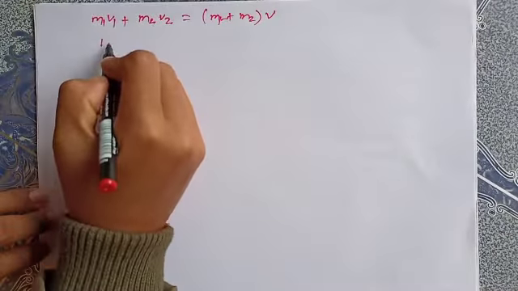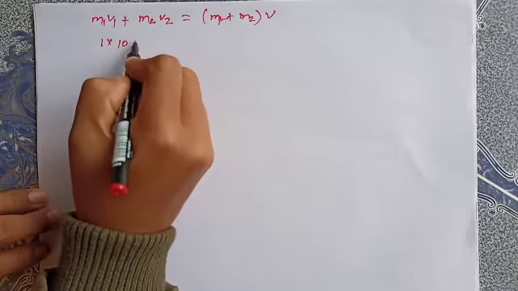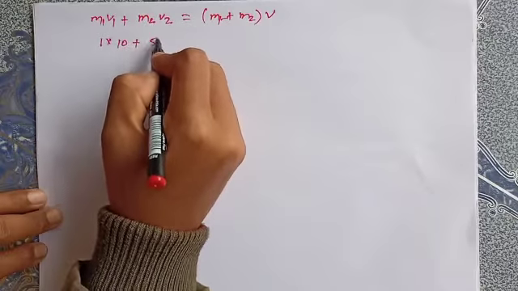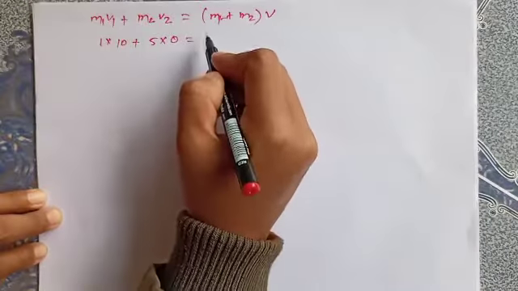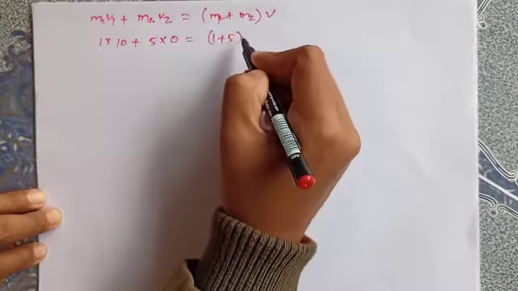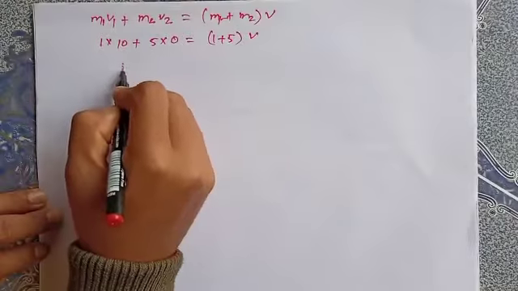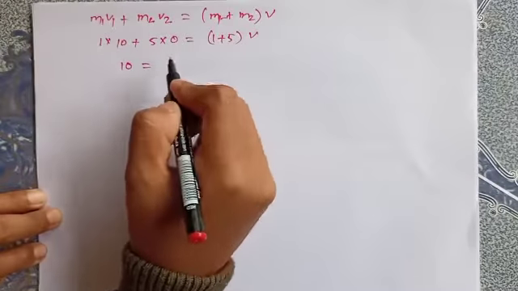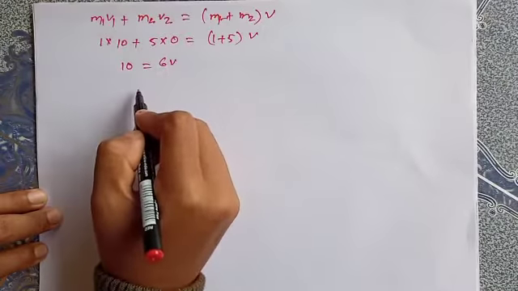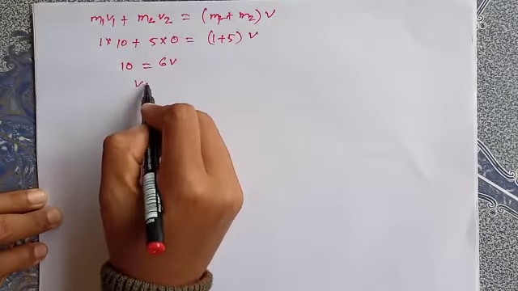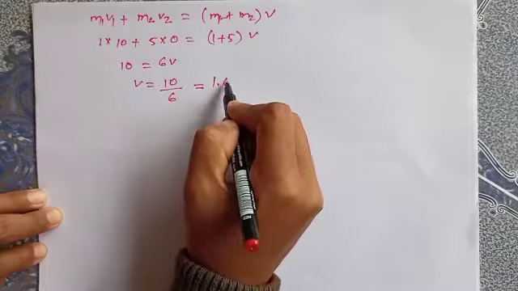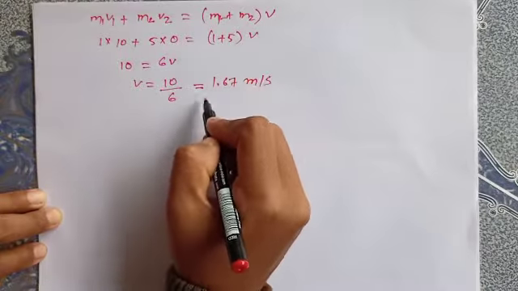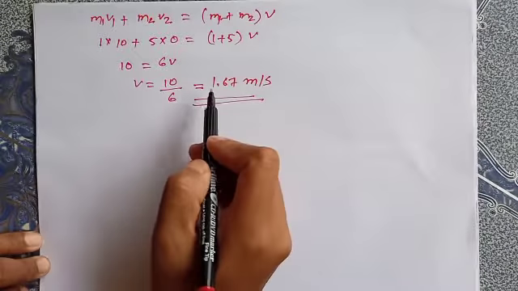So m1 is 1 into v1 is 10 plus m2 is 5 into v2 is 0. So m1 plus m2 is 1 plus 5 into v. So here we get 10 is equal to 5 plus 1 is 6 v. So we get 10 by 6. On dividing, you get 1.67 meter per second. So this is the velocity of the combined object.